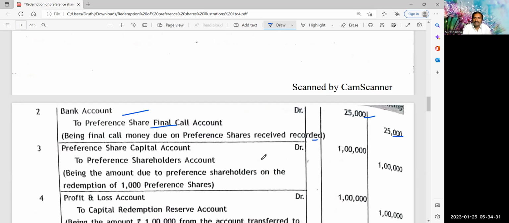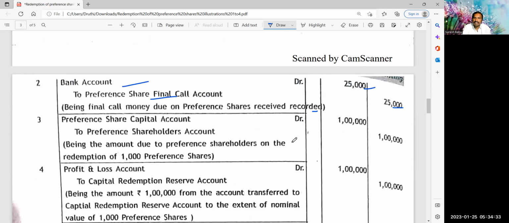Now, this fully paid preference share capital has to be transferred to preference shareholders account. Preference share capital account debit to preference shareholders account 1 lakh, 1 lakh. Earlier it was 75,000 in the balance sheet. Now it becomes 1 lakh rupees because 25,000 is received as final call money. Correct? No? Being the amount due to preference shareholders on the redemption of 1,000 preference shares recorded. So now, what did they say?